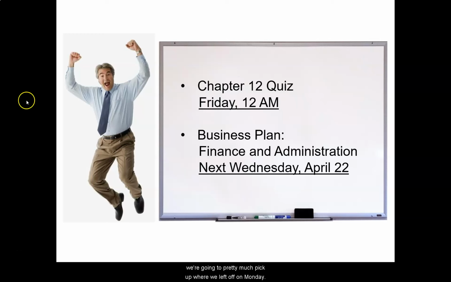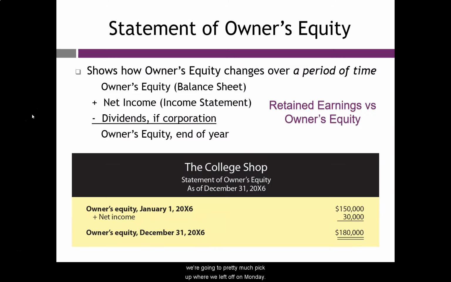All right, so with that, we're going to pretty much pick up where we left off on Monday. On Monday, we talked about 4 main financial statements that businesses use, and we covered 2 of them Monday. The balance sheet, which answers the question, what do we have? And the income statement, which answers the question, how much did we make? Well, we're going to look at the other 2 today, and the first of those is the statement of owner's equity. And that answers the question, how did what we own, our owner's equity, change over some period of time?